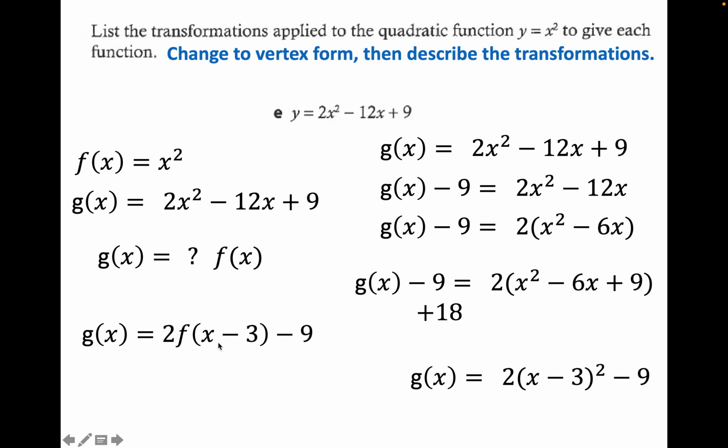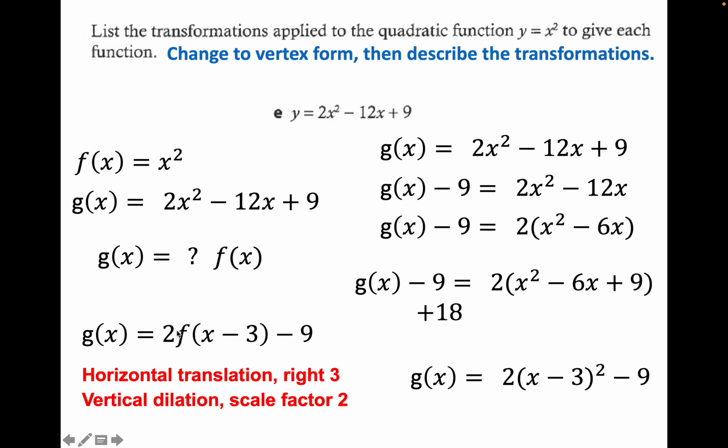We've been doing this for a while. So we see a 2 in front of the function. We see that x is replaced by x minus 3 here. And we see 9 is subtracted from the entire function here. What are the transformations? Horizontal translation, right 3. Vertical dilation, scale factor 2. And vertical translation, down 9.